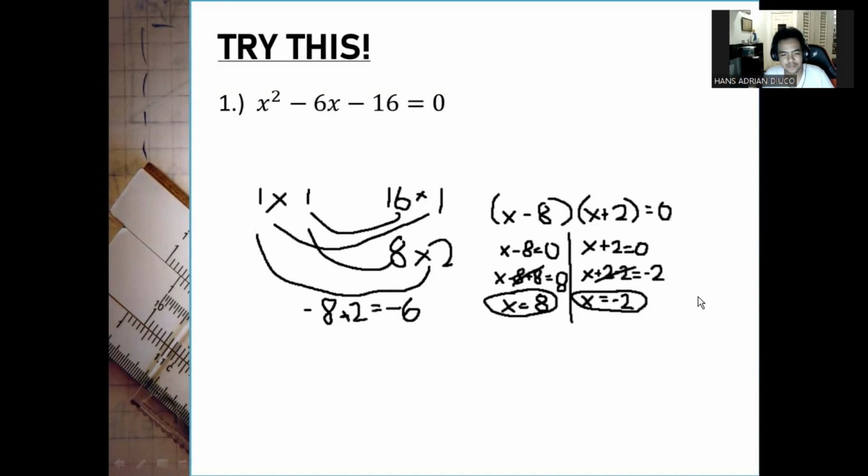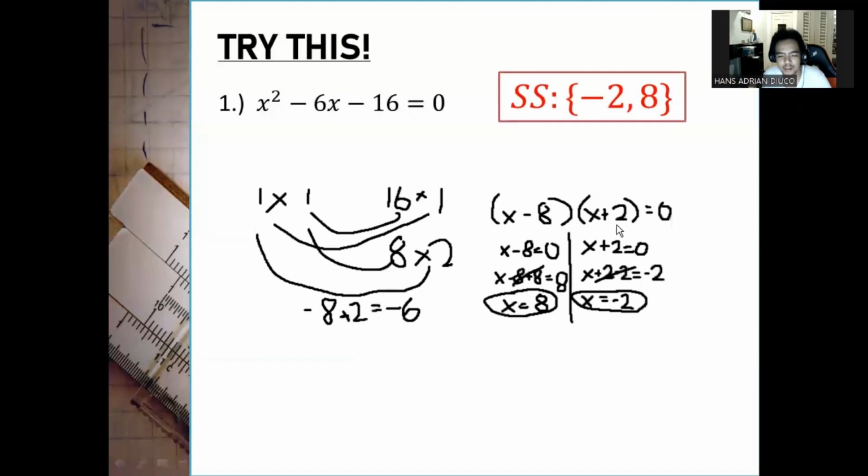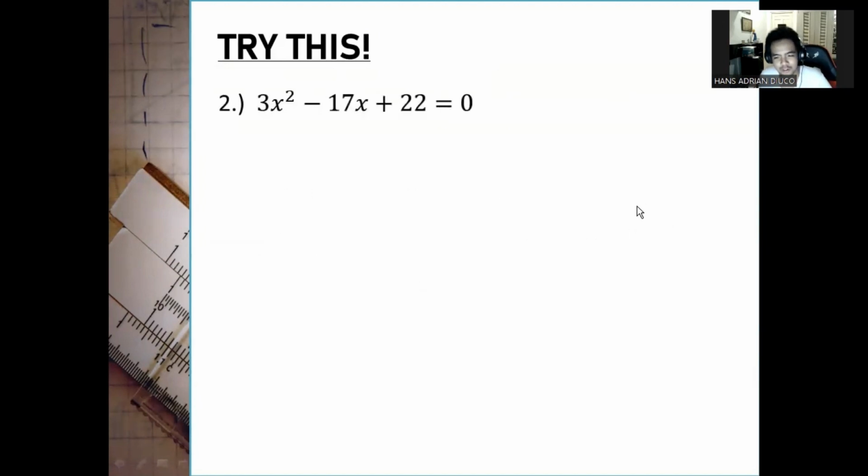Okay, so you have an answer? Okay, so 1 times 1, 16 times 1, 8 times 2, use 8 times 2, -8 plus 2 equals -6. x minus 8, x plus 2 is equal to 0. Yes, let's see if the answer is correct. Yep, the answer is correct. Great job, number 13.